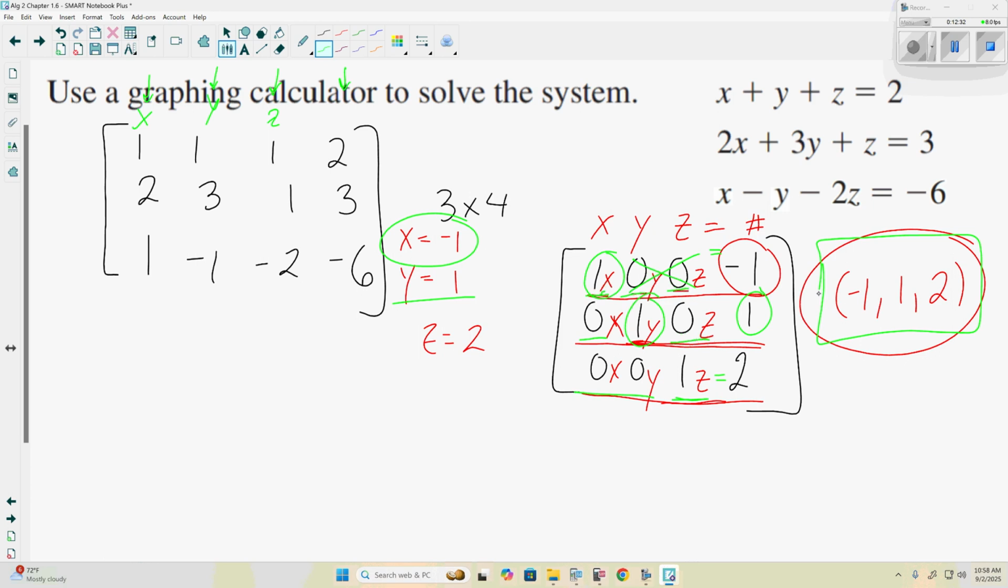Okay. Question? So how does x become negative 1?